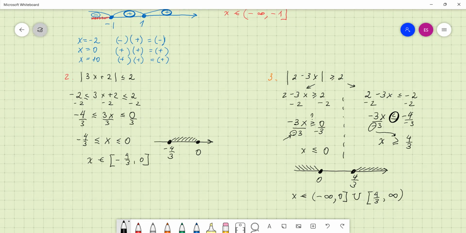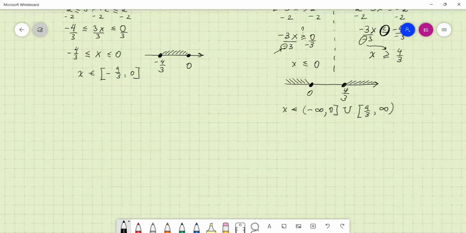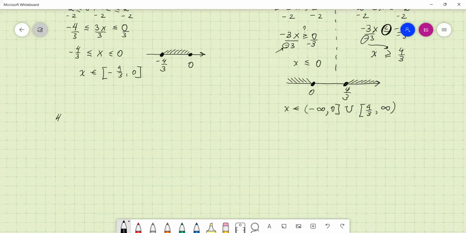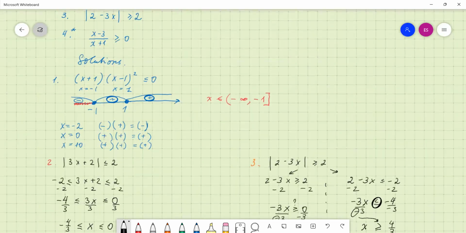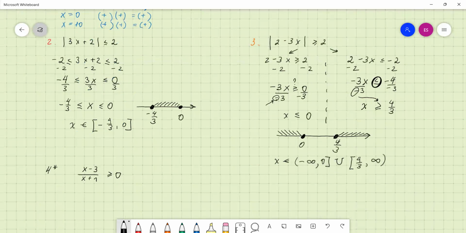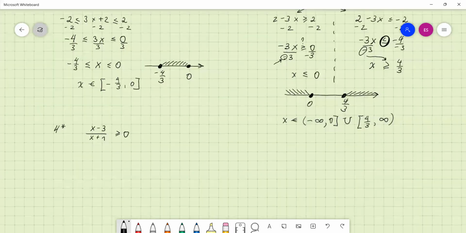Okay. And the last inequality, which I labeled with a little star, inequality number 4. How do we solve inequality number 4? x minus 3 divided over x plus 1 greater or equal than 0. Well, this inequality actually is very similar to inequality number 1. Just instead of multiplication of parentheses, you have division, right? Well, it's not going to change the method. We are still going to use test intervals. First, we'll need to find zeros of my expression.